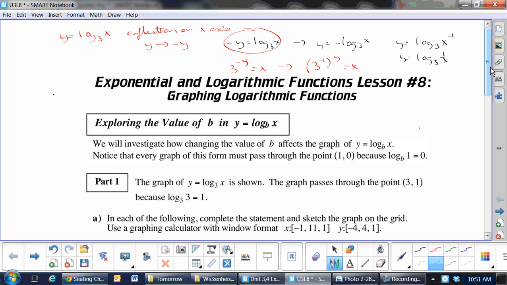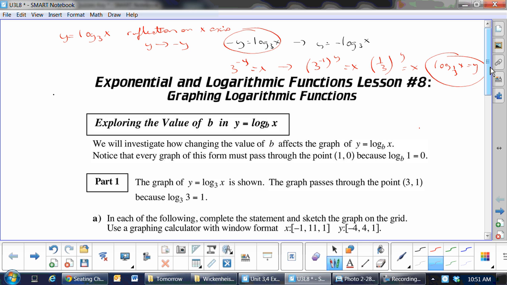So now, what is 3 to the negative 1? It's the same thing as 1/3. So (1/3) to the y equals x. And now I will change it back to log form: log base 1/3 of x equals y. So I have proved that when you take y and replace it with negative y, it will make the base 1/3. That is a reflection on the x-axis, okay?